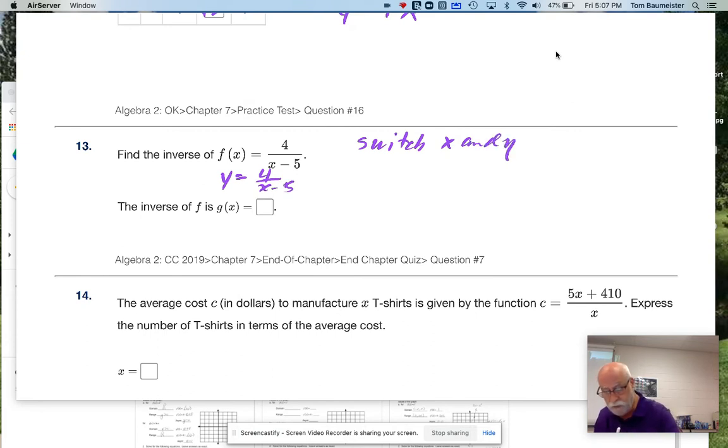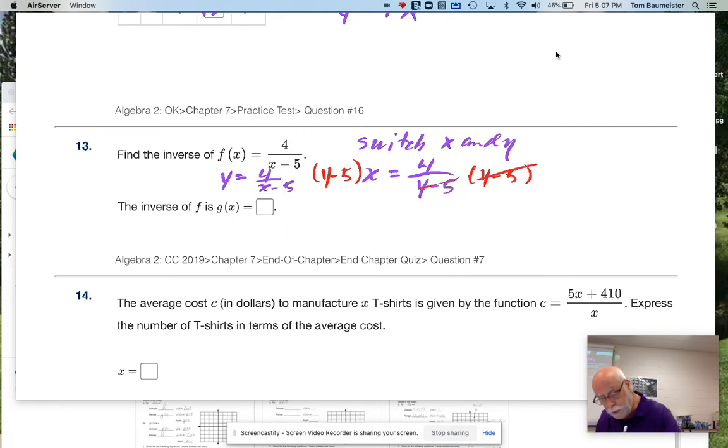All right, so if I do that, I'll have x is equal to 4 times y minus 5, divided by y minus 5. Now I'm going to solve for that new y. So when I solve for that new y, I'm going to have to multiply this side by y minus 5, so the y minus 5's there go away.